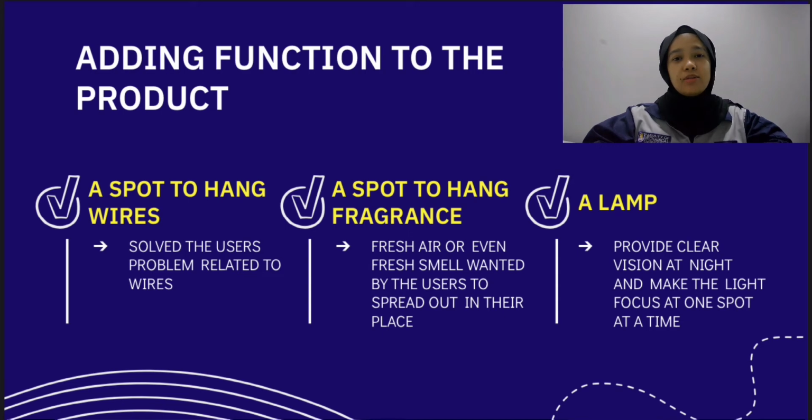Lastly, the user may need to use a lamp at night and need to focus the light on one spot at a time. Other than that, the user may need to use the lamp without disturbing their roommate by turning on the main lamp. So we have improvised the table fan by adding a small lamp at the base.